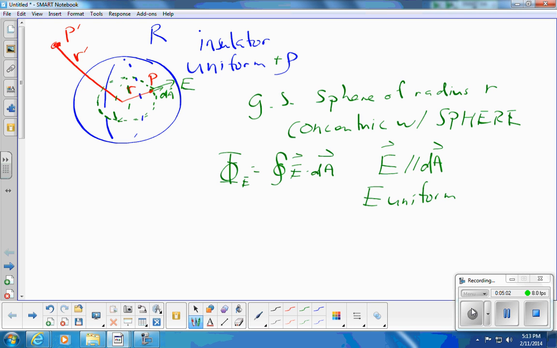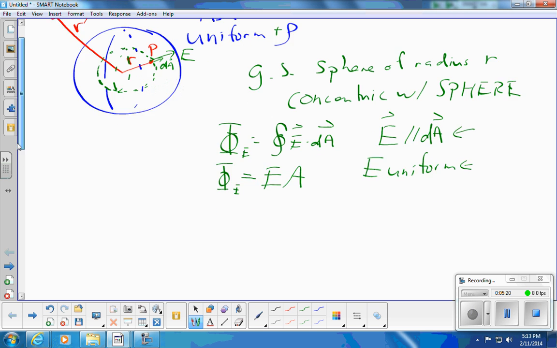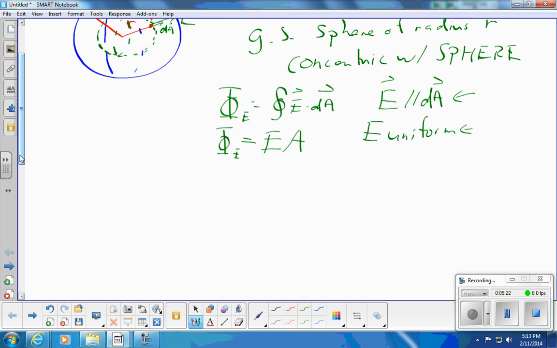And so therefore, this now turns into E times A. This is getting fairly painless now, isn't it? Because of these two things: this makes the dot product go away, and this makes the integral go away, because E gets pulled out, and I'm just integrating dA, which is A. Okay, now I write Gauss's law. We're almost done, believe it or not. By almost, I mean almost.